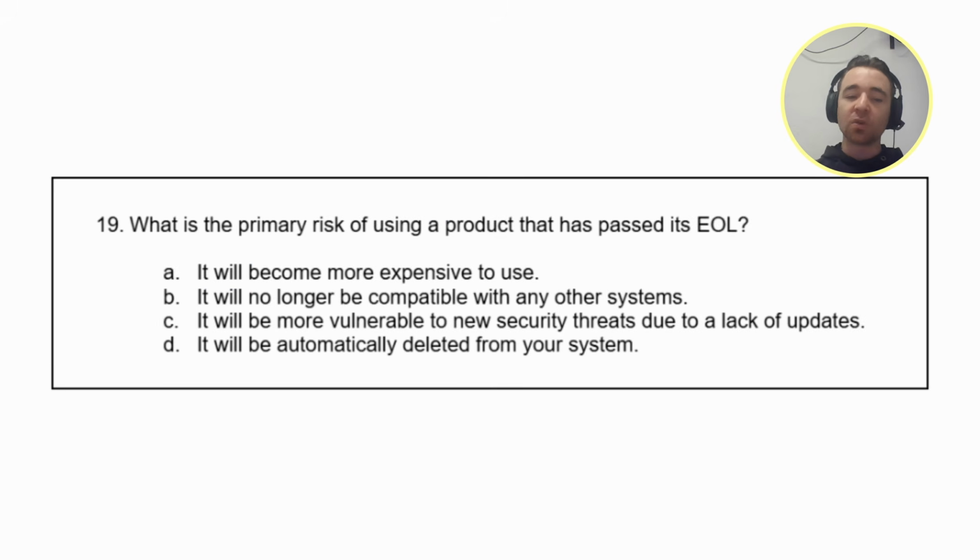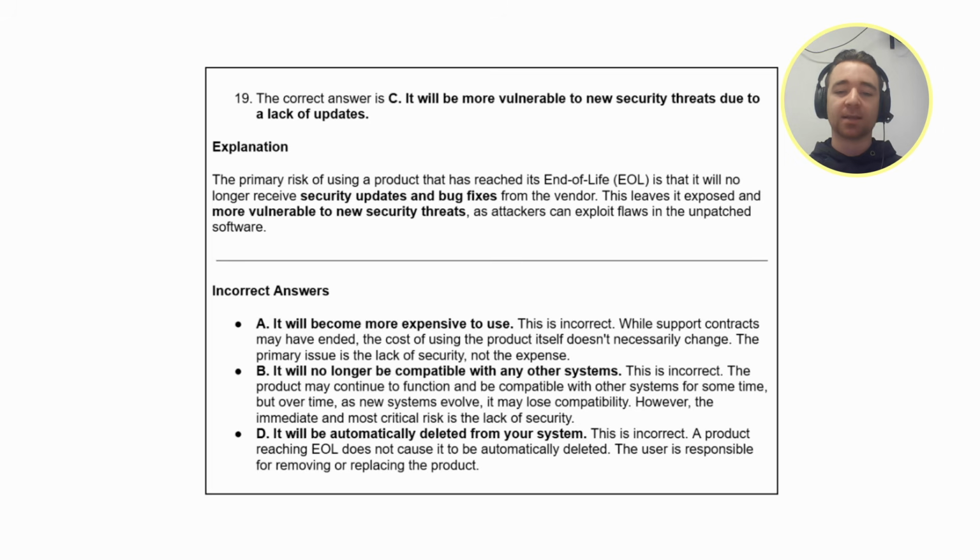Now, your final question for this segment is, what is the primary risk of using a product that has passed its EOL? Is it A, it will become more expensive to use? Is it B, it will no longer be compatible with any other systems? Is it C, it will be more vulnerable to new security threats due to a lack of updates? Or is it D, it will be automatically deleted from your system? Pause the video. If you need more time, your answer coming in 3, 2, 1. It is C. It will be more vulnerable to new security threats due to a lack of updates.